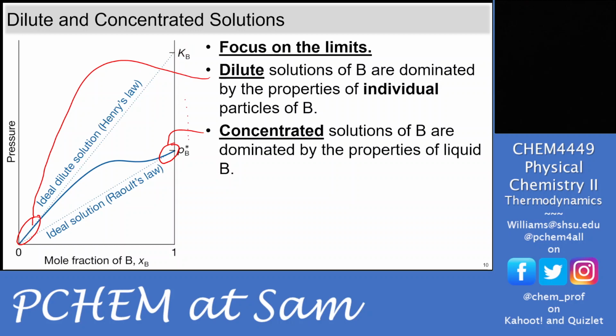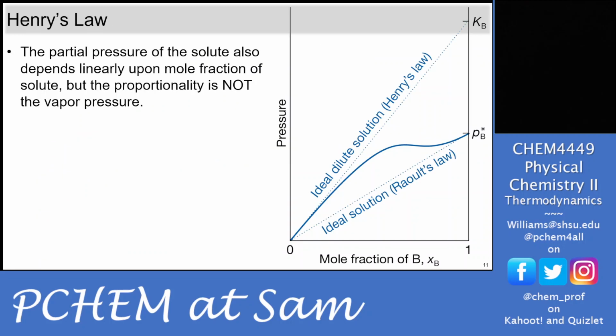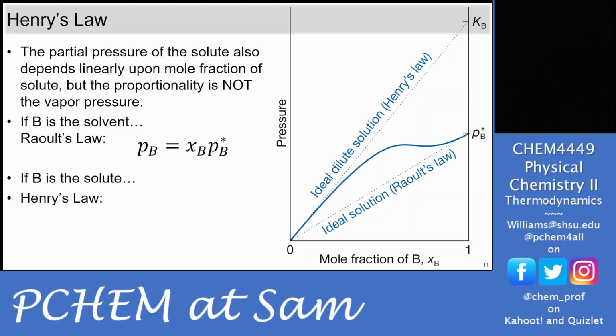And so we have this Henry's law constant and the pure vapor pressure. In Henry's law, the partial pressure of the solute depends linearly upon the mole fraction of the solute, but the proportionality constant is not the vapor pressure. So it's aiming at a point that's not P star. If B is the solvent, it's Raoult's law, but if B is the solute, we have Henry's law.